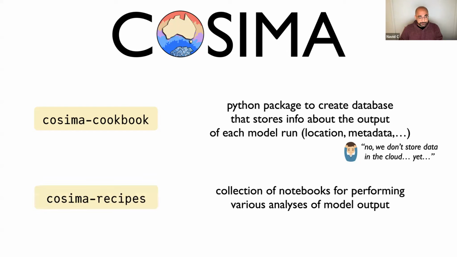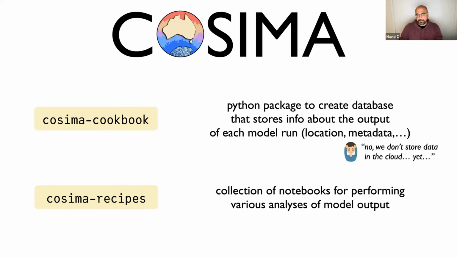And the other thing we have is what we call COSIMA Recipes, which is a collection of notebooks that demonstrate various physical analyses you can do with all these model outputs. This has evolved in time, and it has become a really useful library of examples that nowadays every student, every new researcher that joins the community uses as their starting point, and they can really get started quickly by taking one of these examples and running with it.